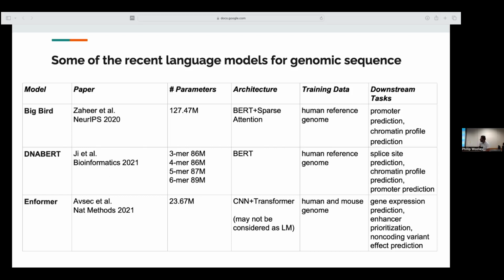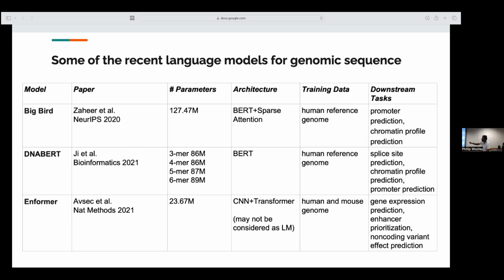And then came another model called DNABERT. Could anybody tell me which model they used? BERT. It's called DNABERT because they used BERT on DNA sequences, right? They trained different types of models. The input sequence was 3-mer tokens, 4-mer tokens, 5-mer, 6-mer, and through this the model parameters change. It was again trained on the human reference genome, and apart from promoter prediction or chromatin profile, it could also identify where the splice sites could be, right?